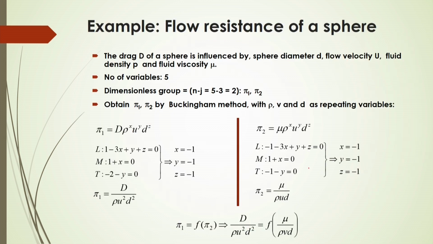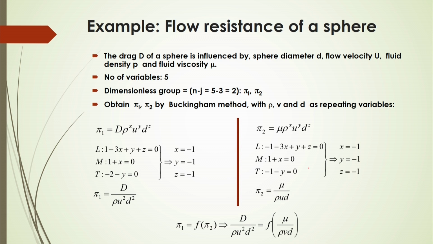Now, let us do another example based on this Buckingham pi theorem. It is told that we consider the flow resistance of a sphere. In this case the drag force acts on the sphere, and it will be influenced by the sphere diameter d, flow velocity u, fluid density rho and the fluid viscosity mu. Exactly the same way, you see that there are only 5 variables. Then how many dimensionless groups can be made? Here the number of dimensionless groups will be n minus j, where n is 5 and j is 3. So, 5 minus 3 comes as 2. So, only 2 dimensionless groups will be formed.